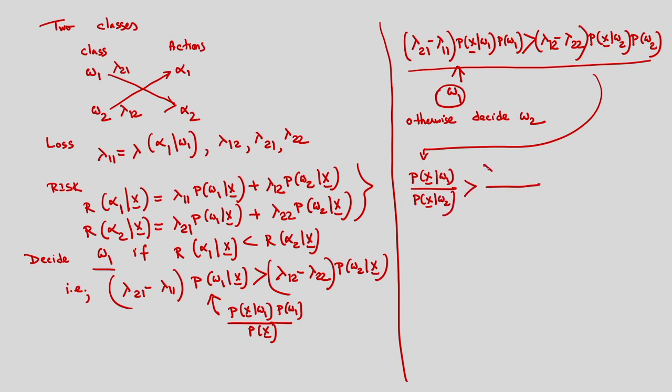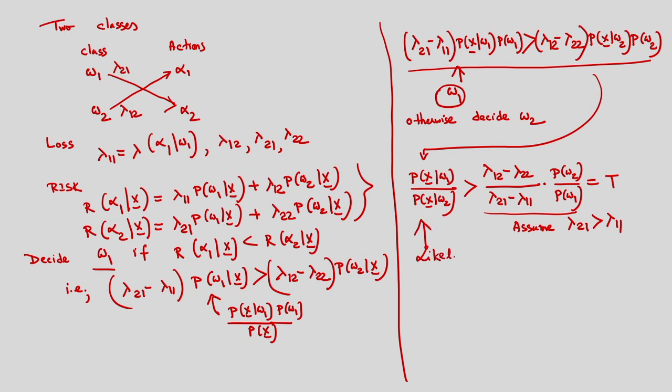So this expression I can also write like this: the ratio is greater than lambda 1 2 minus lambda 2 2 over lambda 2 1 minus lambda 1 1, times probability of omega 2 over probability of omega 1. I am considering this as a threshold. And we also assume that lambda 2 1 is greater than lambda 1 1. So this part we can consider as a threshold, and this ratio I can consider as the likelihood ratio, which I can write as LR.